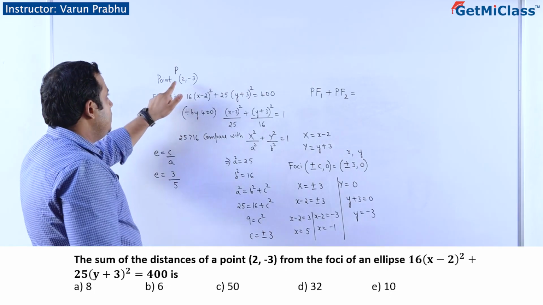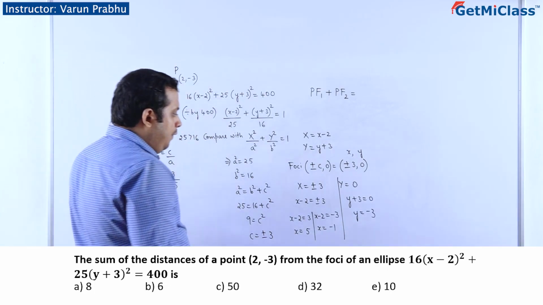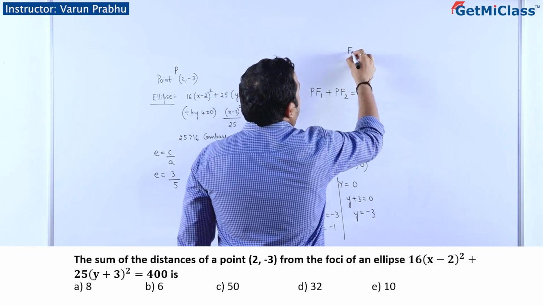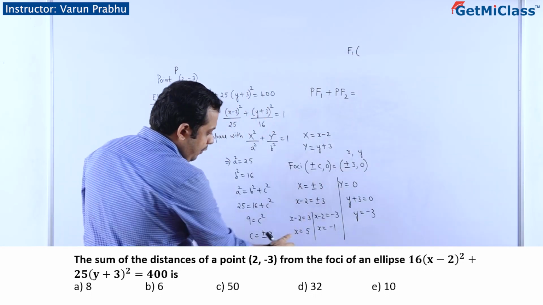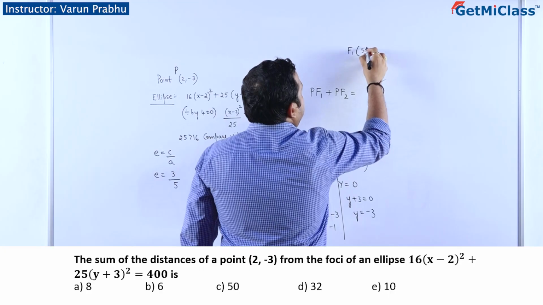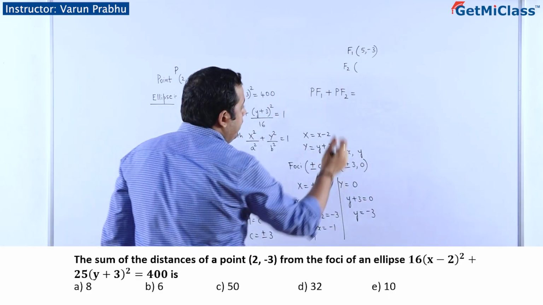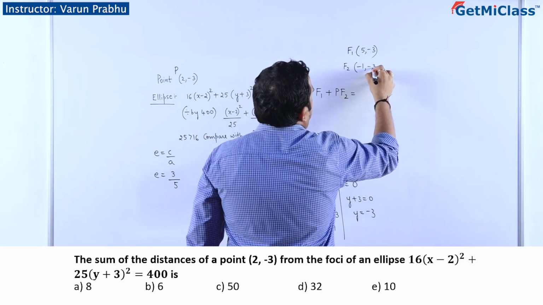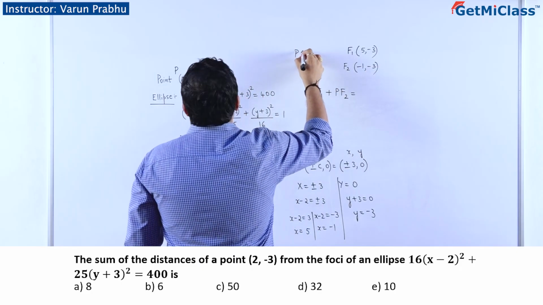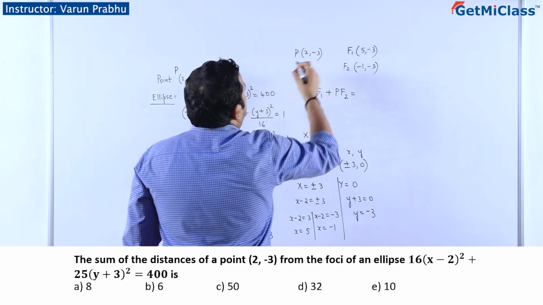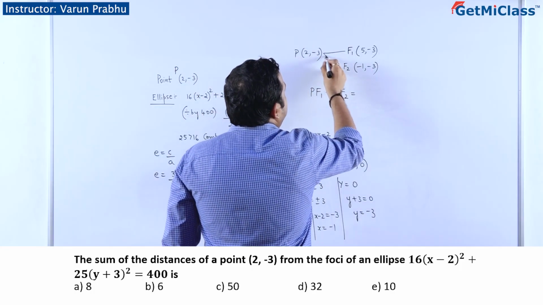So the distance to this point. Now what is this F1? The coordinate of F1 will be 5 comma minus 3, and the coordinate of the point F2 will be minus 1 comma minus 3, right? And the point P will be 2 comma minus 3. Now you first calculate this distance and this distance.